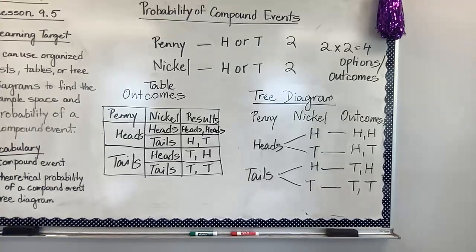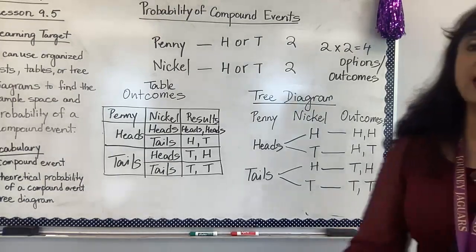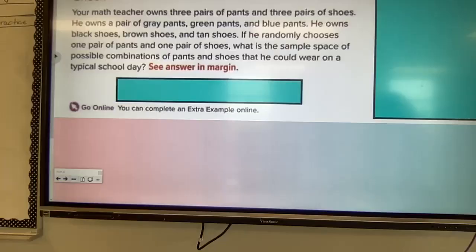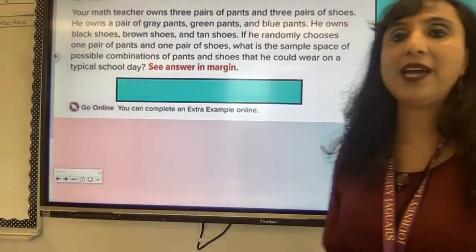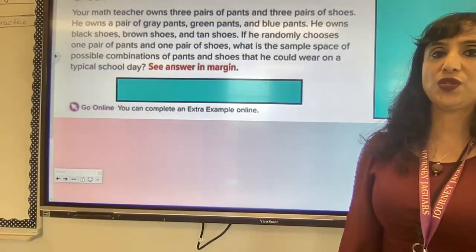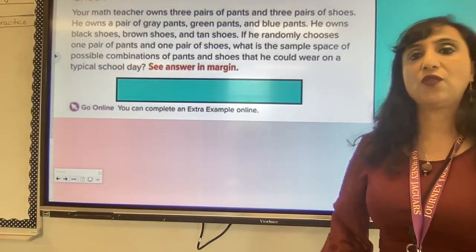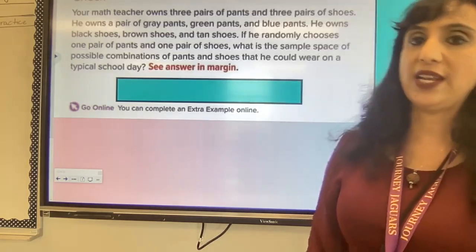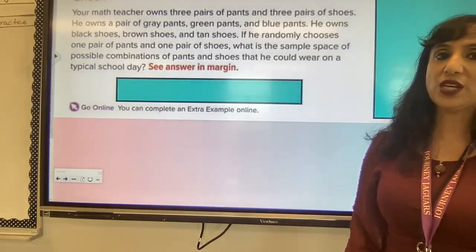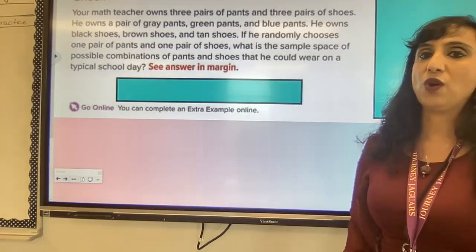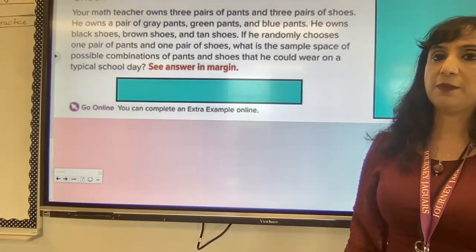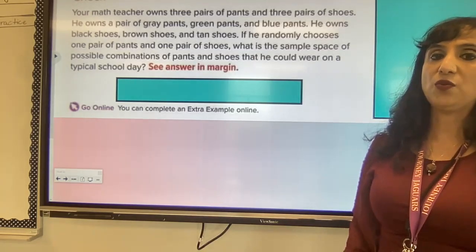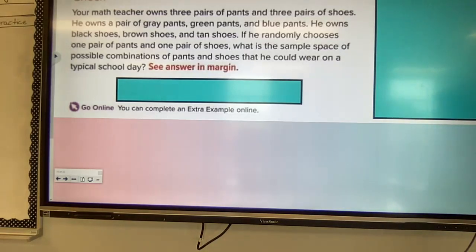Okay, now I'm just going to give you an example. I'm going to take you over here. So your math teacher owns 3 pairs of pants, 3 pairs of shoes. He owns a pair of gray pants, green pants, blue pants. He owns black shoes, brown shoes, tan shoes. If he randomly chooses 1 pair of pants and 1 pair of shoes, what is the sample space of possible combinations of pants and shoes that he could wear on a typical school day?